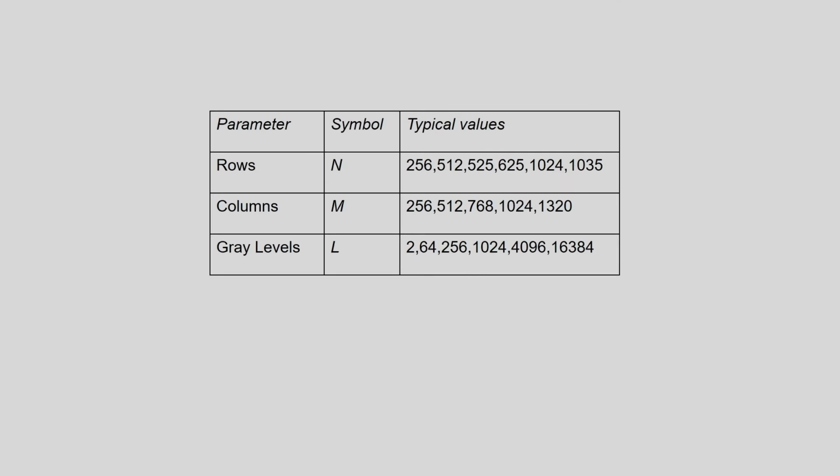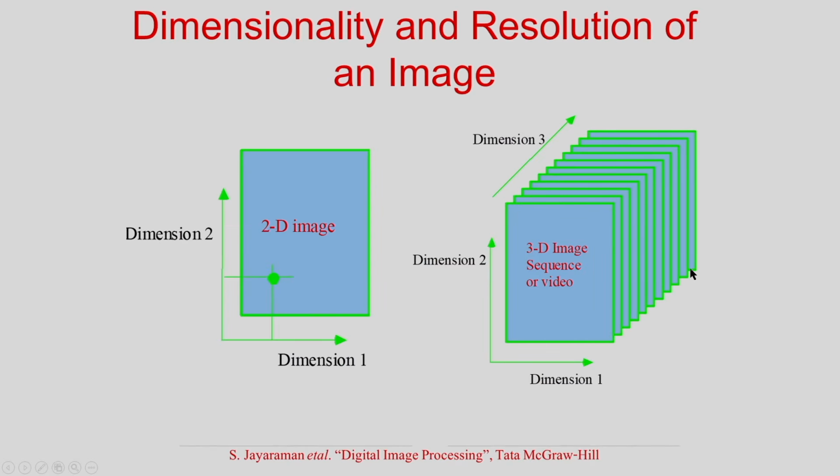And some of the typical values: number of rows, number of columns, 256, 512, 525, 625 like this. And gray level values something like 64, 256 like this. We have these values. And in this case I have shown the dimensionality and the resolution of an image. The image is 2 dimensions, and in another case I have shown 3 dimensions, that is for the video: x and y coordinates, and another one is the number of frames per second, that is the temporal information. So image is 2 dimensional and video is 3 dimensional.